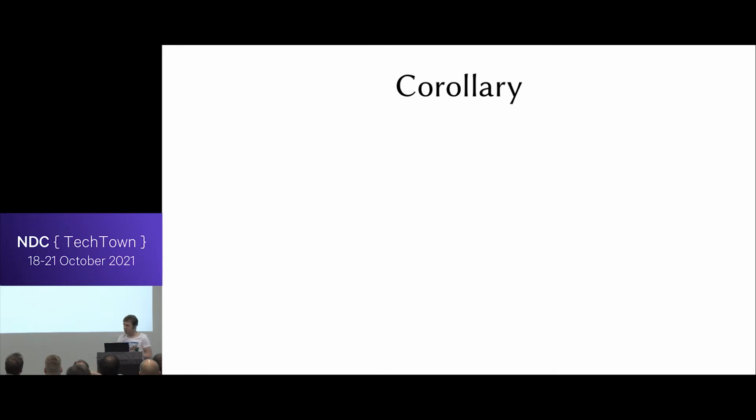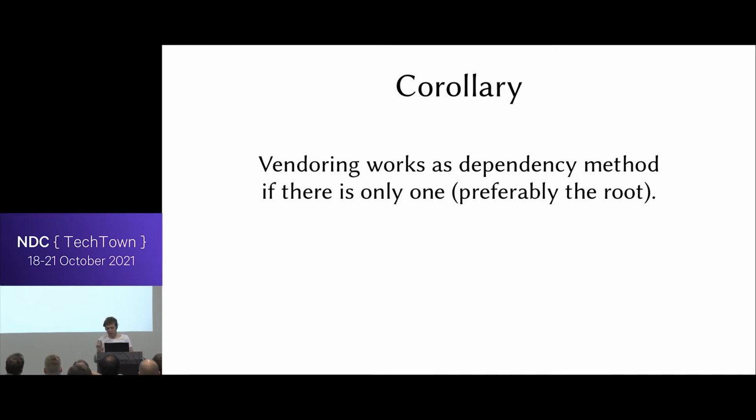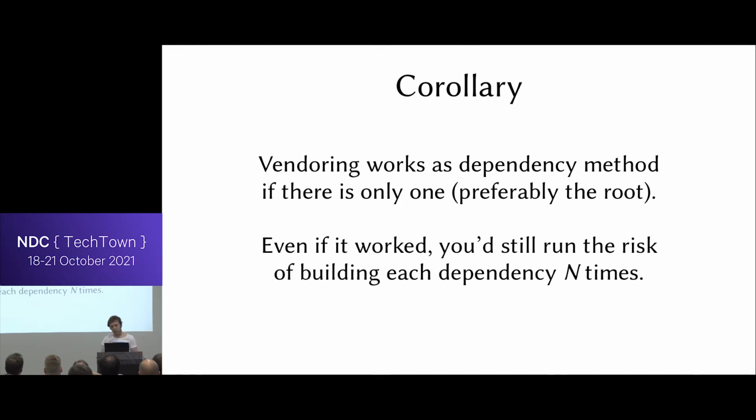So the corollary of this is that vendoring works as a dependency method actually quite well if there is only one place in your entire dependency tree that does it. And even if it worked, you still run the risk of building each dependency n times. So if you have 5 versions of Boost Spirit inside of your code base, you're probably not going to have a good time.